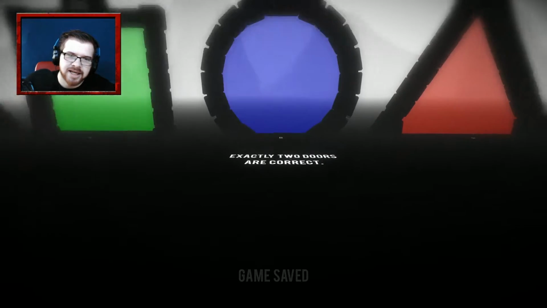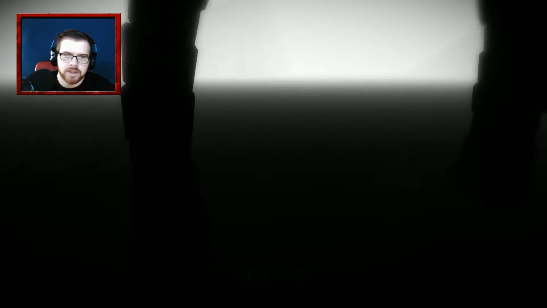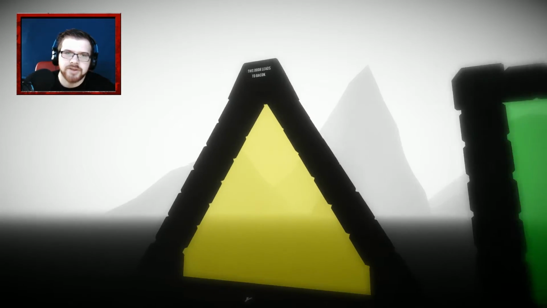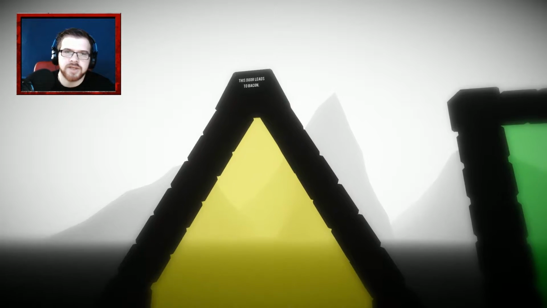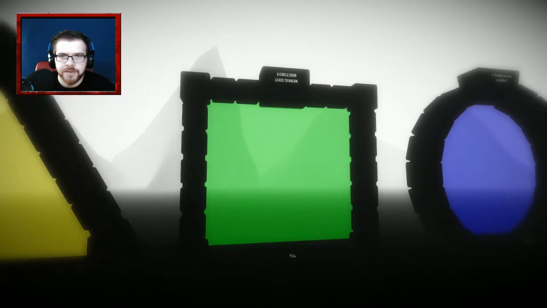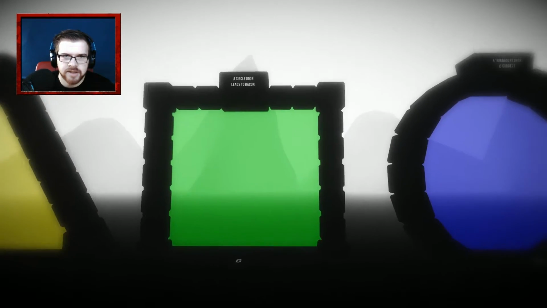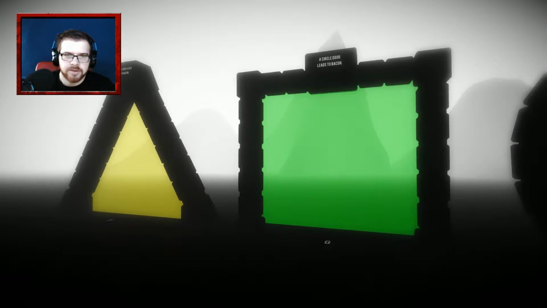Oh my god. Exactly two doors are correct. So only two doors here are actually going to be correct. Right, this door leads to bacon. Okay. A circle door leads to bacon. So if that's correct, that's incorrect. If that's correct, that's incorrect.